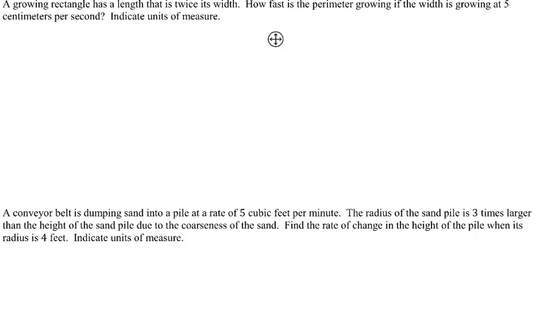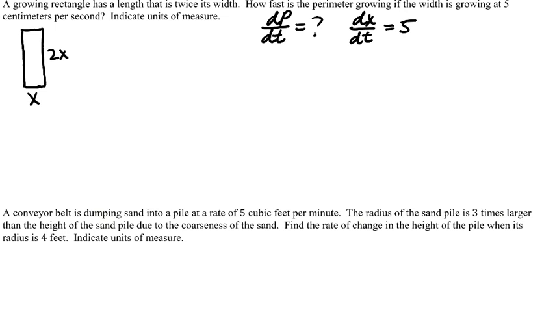Okay, next we've got a rectangle, and it's getting bigger. And it has a length that is twice its width. Okay, so I'll make it kind of a long rectangle, not very wide. So I'll call that x and 2x. How fast is the perimeter growing? Okay, so we want dP/dt. The width is growing at 5 centimeters per second. So they're telling us that dx/dt equals 5.